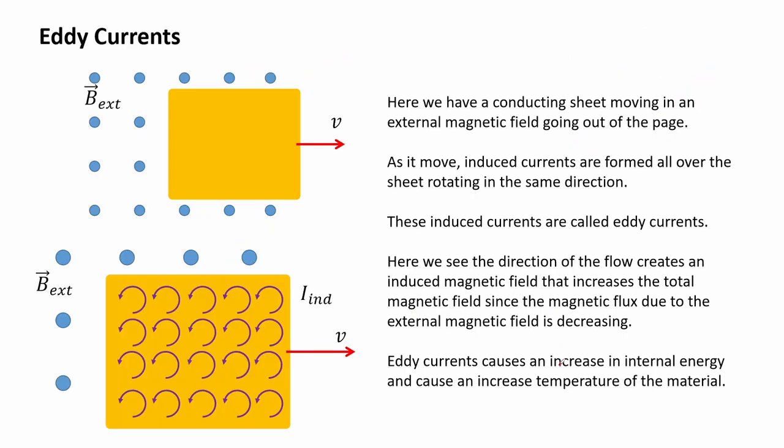Here we have a conducting sheet moving in an external magnetic field going out of the page. As it moves, induced currents are formed all over the sheet rotating in the same direction. These induced currents are called eddy currents. Here we see the direction of the flow creates an induced magnetic field that increases the total magnetic field since the magnetic flux due to the external magnetic field is decreasing. Eddy currents cause an increase in internal energy and cause an increased temperature of the material.